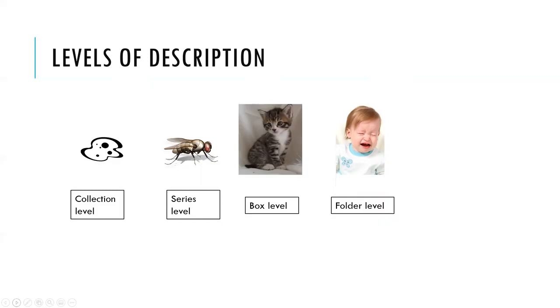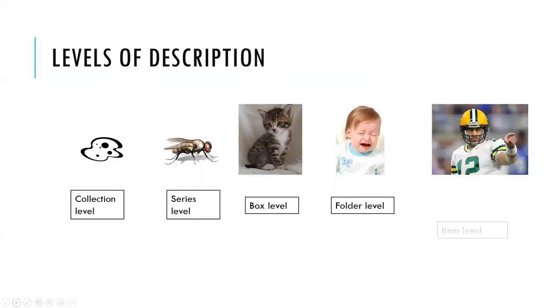And then last, we have item level description, represented by really the pinnacle of humanity, Aaron Rodgers, the quarterback of the Green Bay Packers. And so we're going to go through all these different levels, and I'll show you some examples of what they look like and some of the pros and cons of these different levels of description.